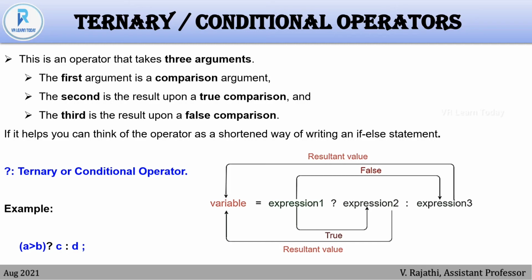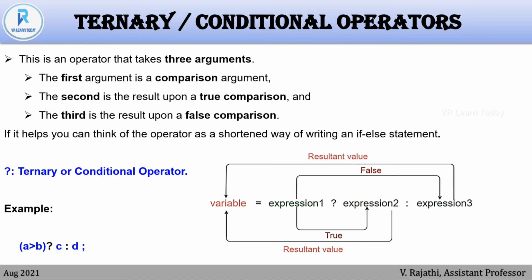The first expression is the condition. If the condition is true, the second expression is executed. If the condition is false, the third expression will be executed. So the question mark and colon are the operators used in the conditional operator.